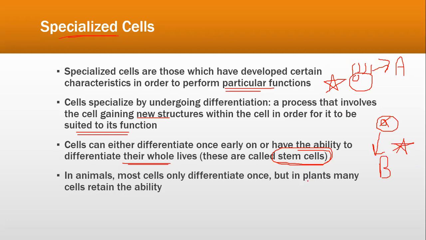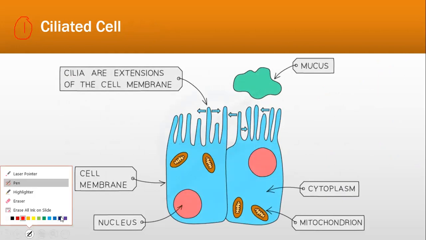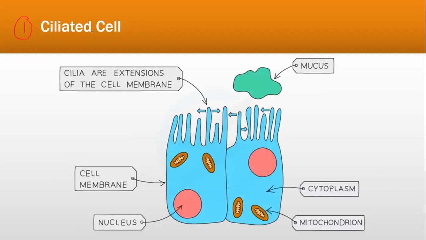So cells can either differentiate once early on or have the ability to differentiate their whole lives. These are called stem cells. In animals, most cells only differentiate once, but in plants, many cells retain the ability. For example, the first specialized cell that we will be studying over here is known as the ciliated cell. Ciliated cell क्या है? This is basically an animal cell. ठीक है, I'll also mention कि plant cell है, animal cell है. This is the first type and it's an animal cell.